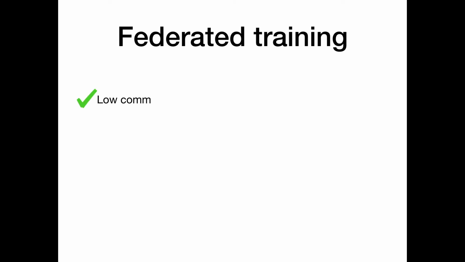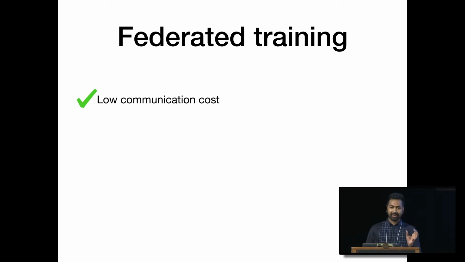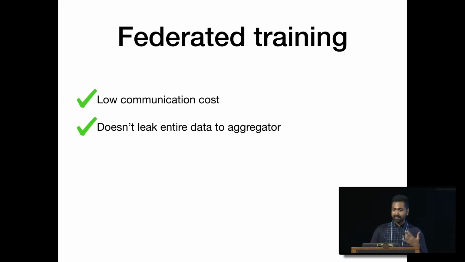So what we get now is, instead of transferring the entire data, we are only transferring summaries of a fixed size. So the communication cost is very, very low. At the same time, we're not leaking the entire data to some centralized trusted third party. So we get rid of the problems that we saw in the centralized training paradigm.